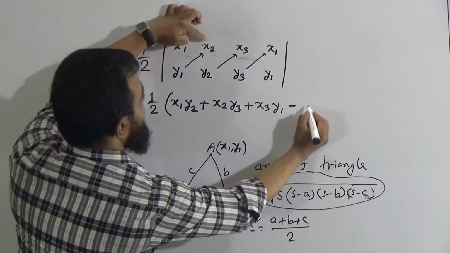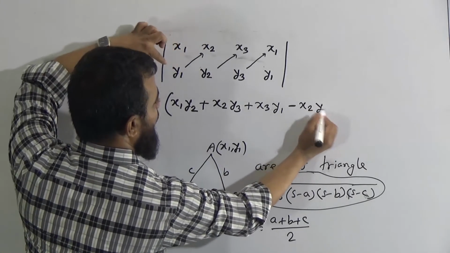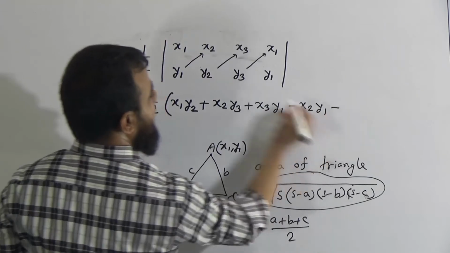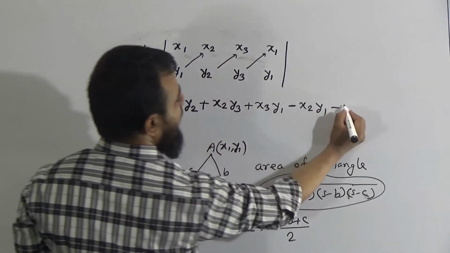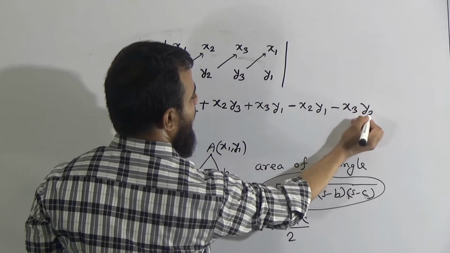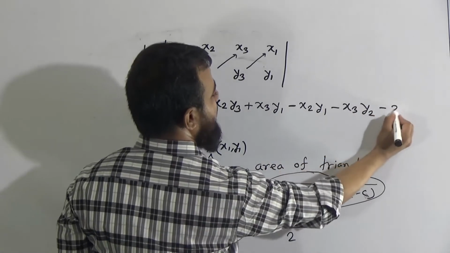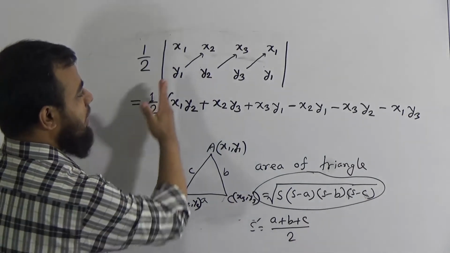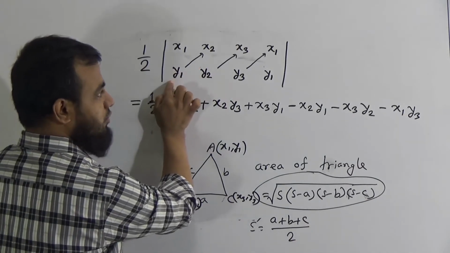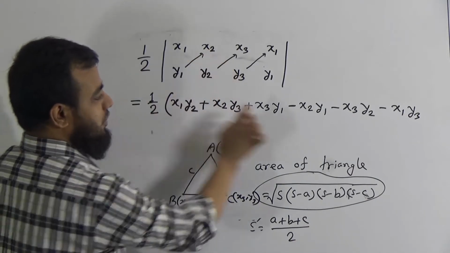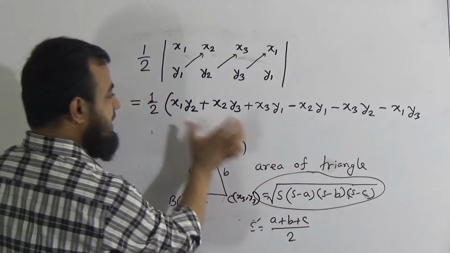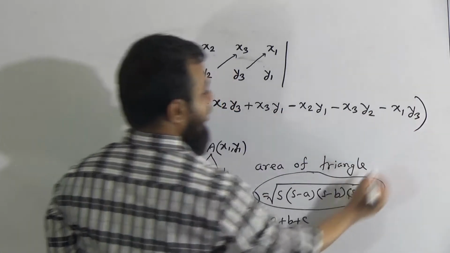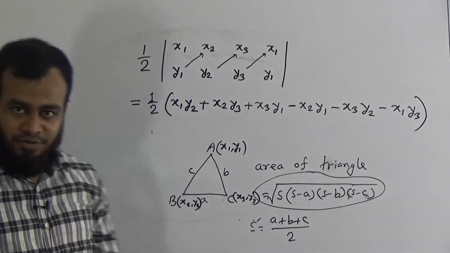It should be x2 y1. Then again a negative sign, x3 y2. Again a negative sign, it should be x1 y3. Because of what? Because we go left to right and we go bottom to top. That's why we should take the negative signs. It is our formula to find out the area of a triangle.